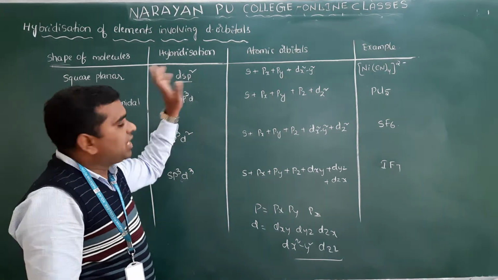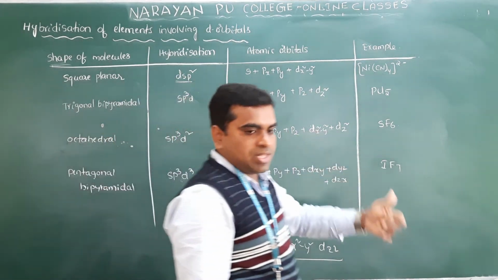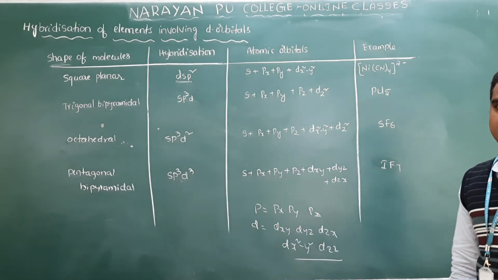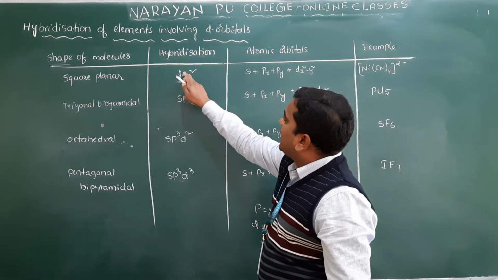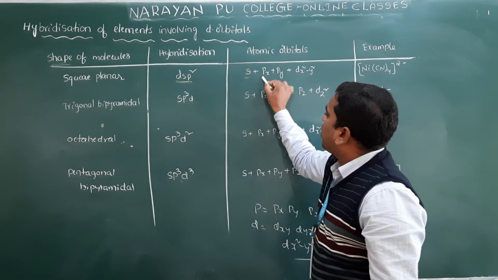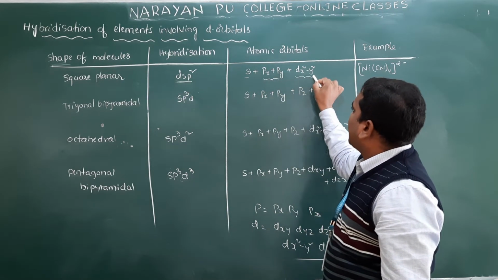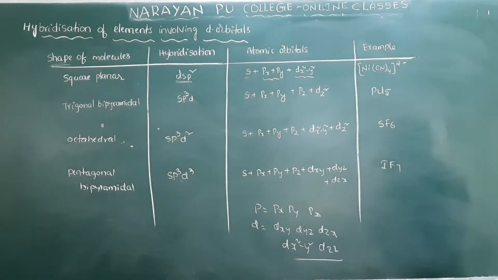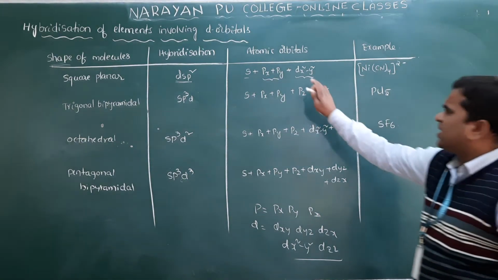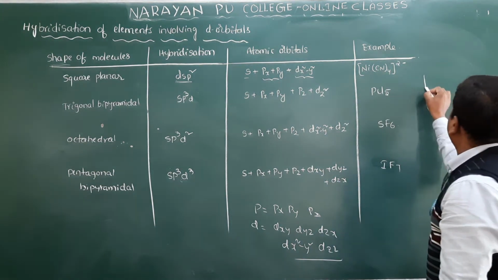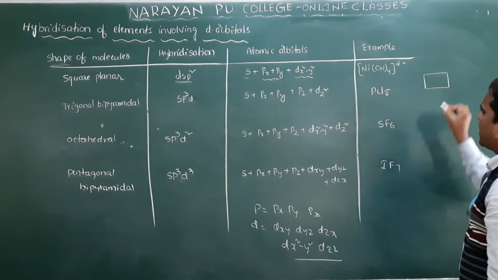Which d orbital we need, I have given here. Sometimes they ask this in competitive examinations. Very important. Clear? So dsp2 means one s orbital, the two p orbitals involved are px and py, and the other orbital is dx square minus y square. Simple. This is why it is square planar. Square planar means this shape.